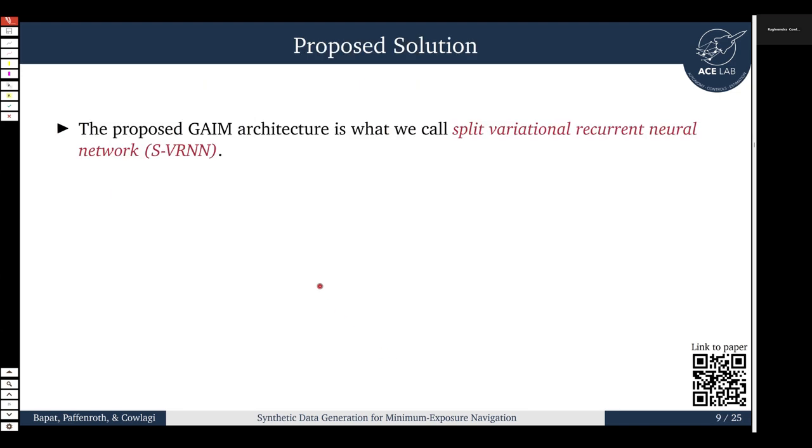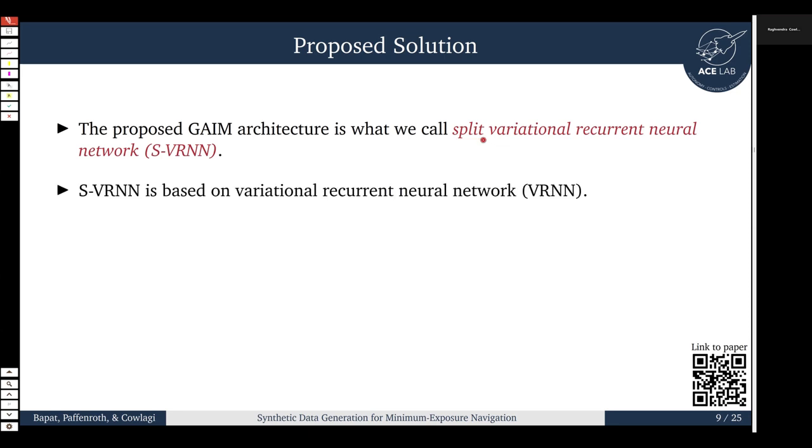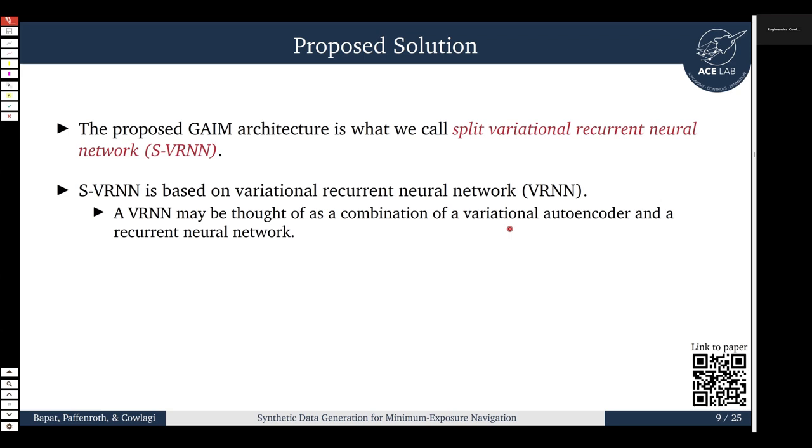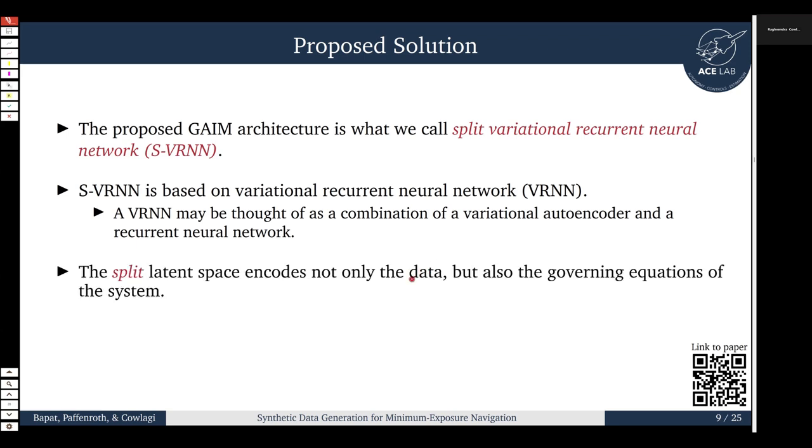So the proposed GAN architecture is what we call a split variational recurrent neural network. The split part is our principal innovation in this project. The SVRNN for short is based on the idea of a variational recurrent neural network. You're probably familiar with the idea of a recurrent neural network, and later on in this talk, I'll explain what the SVRNN is all about. Roughly speaking, it can be thought of as a combination of a variational autoencoder, perhaps that's more familiar, and a recurrent neural network.